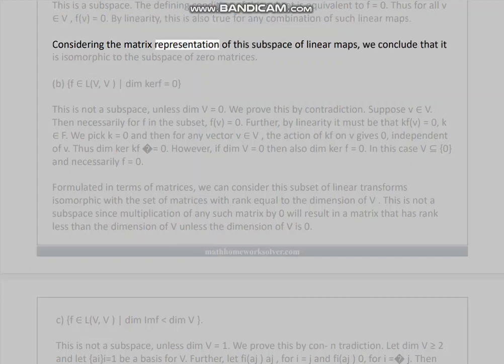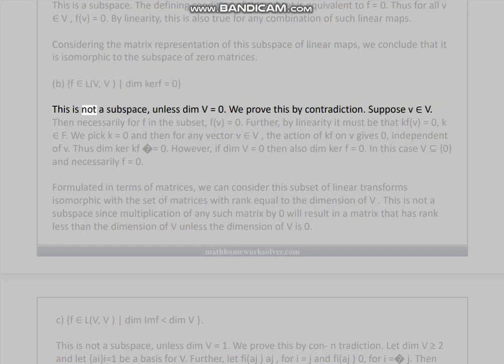By linearity, this is also true for any combination of such linear maps. Considering the matrix representation of this subspace of linear maps, we conclude that it is isomorphic to the subspace of zero matrices. B: the set of f in L(V, V) with dim im f equals dim V. This is not a subspace, unless dim V equals 0. We prove this by contradiction.